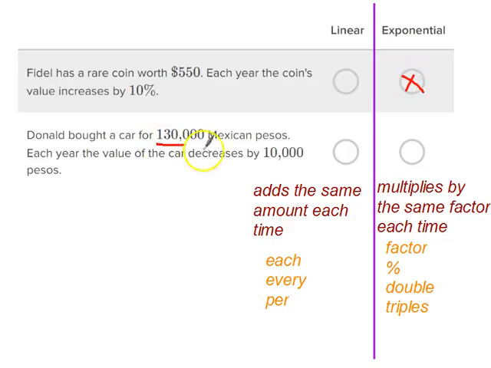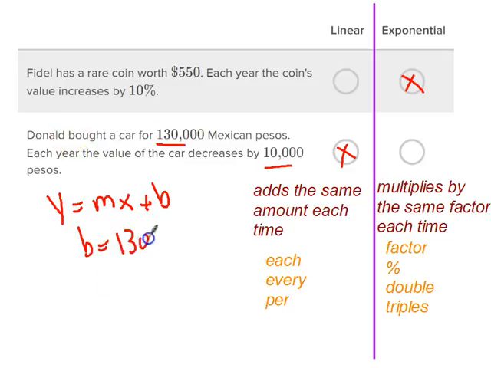The second equation, he bought the car for 130,000 pesos and it decreases by 10,000. That's linear. Each is what the slope is, so every year it goes down by 10,000. This one is y equals mx plus b because it's linear. And I need to know a couple of things. I need to know how much it starts at. He bought the car for 130,000. And I need to know how fast it changes, and it changes by decreasing by 10,000 every year.